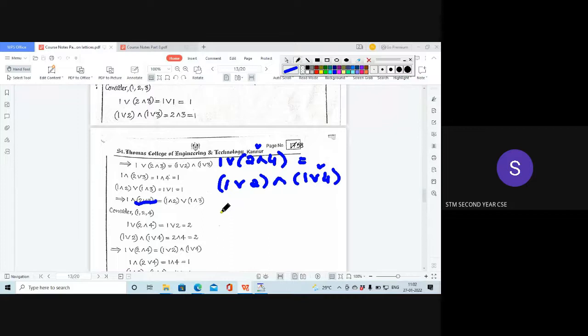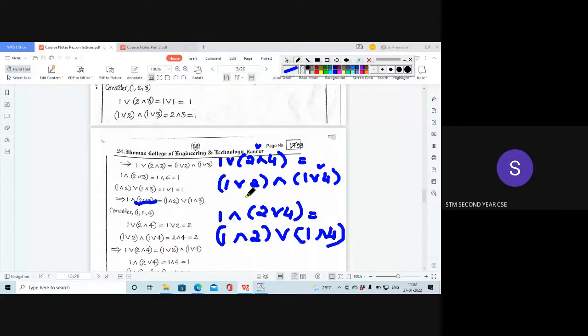Then again you have to check whether 1 and (2 or 4) is equal to (1 and 2) or (1 and 4). Again, you evaluate the LHS and then the RHS. And if these two are again equal, then the second distributive law is also satisfied for 1, 2, and 4. So that combination is also satisfied. Okay, for this lattice, it is satisfying.